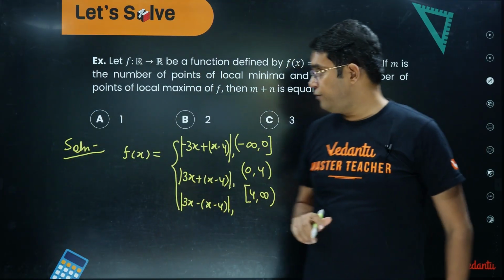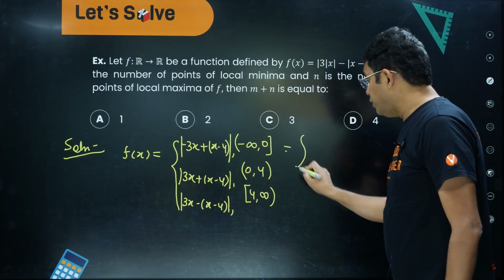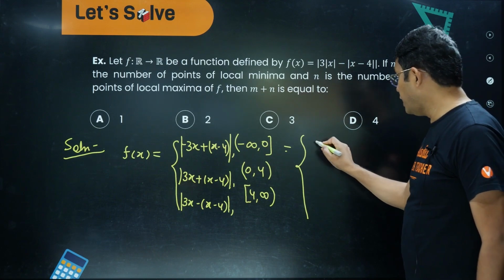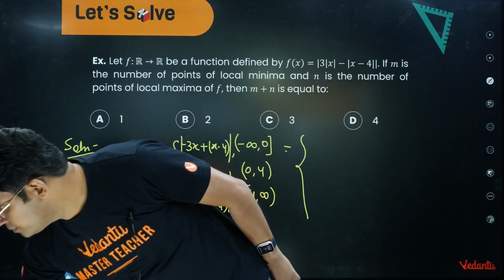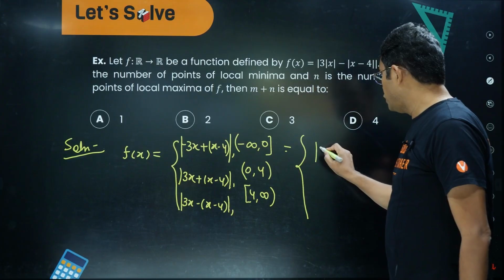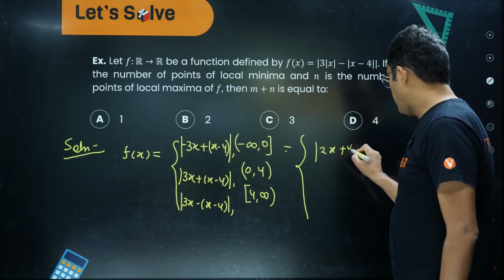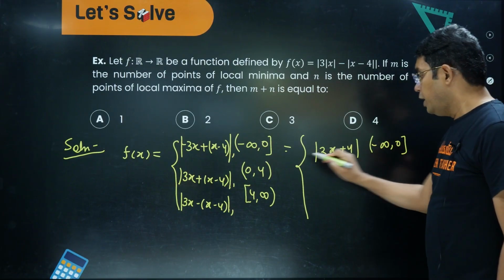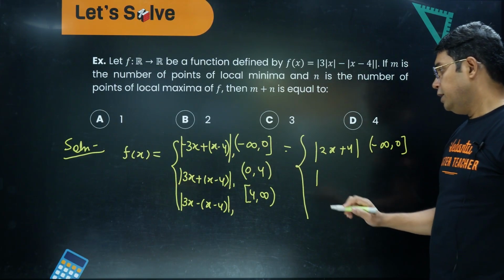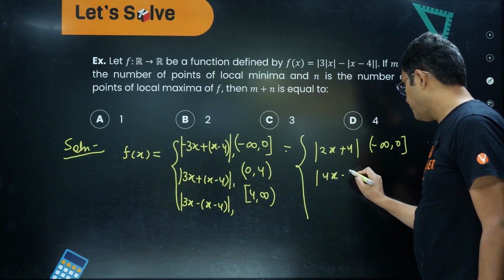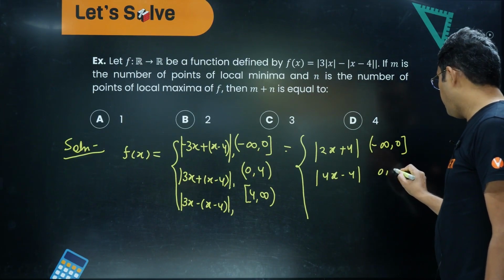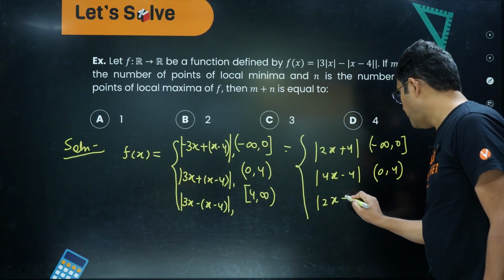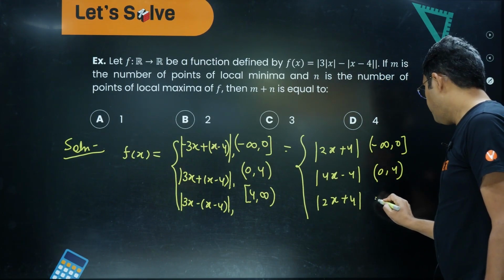So let's simplify it further. In this case it will give minus 3x plus x, so minus 2x, minus 4. So I can write this as minus 2x minus 4, that is, minus of 2x plus 4, for minus infinity to 0. And for the second one, I can write this as 4x minus 4 for 0 comma 4. And for this one, it will be once again 2x plus 4 for 4 to infinity.